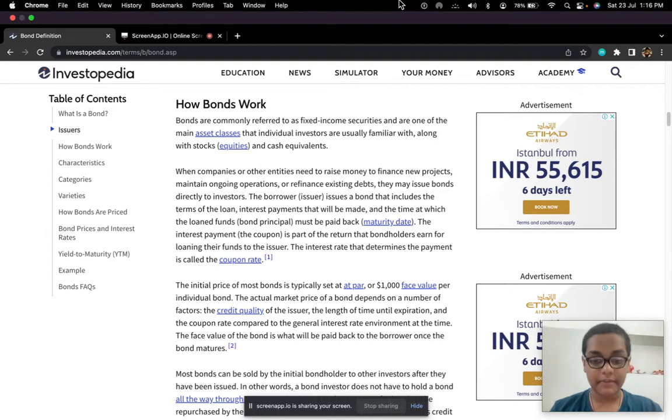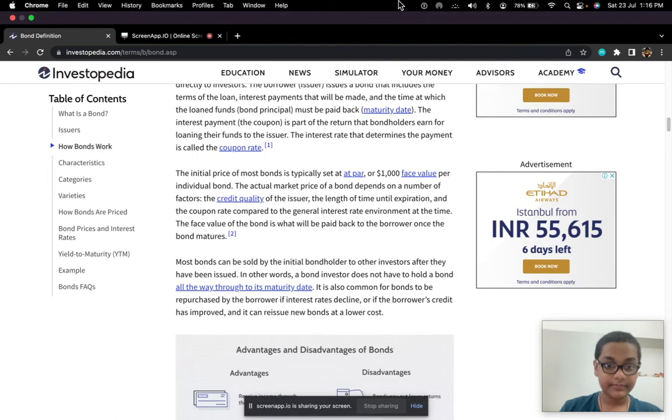The actual market price of a bond depends on a number of factors: the credit quality of the issuer, the length of time until expiration, and the coupon rate compared to the general interest rate environment at the time. The face value of the bond is what will be paid back to the bondholder once the bond matures.